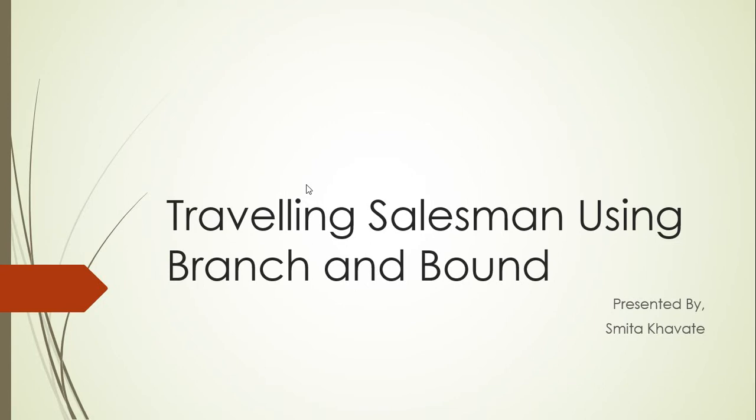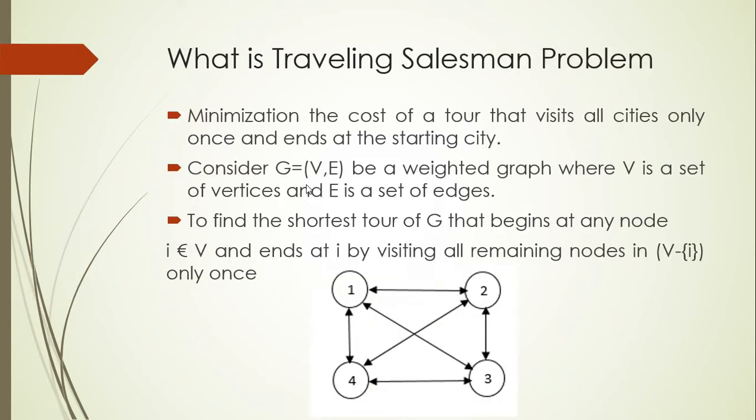In this video, we are going to study how we can solve the problem of traveling salesman using branch and bound. At first, let's see what is the traveling salesman problem. To explain this, I have taken one example. So this is a graph. In this graph, four nodes are given. Consider that these four nodes are four cities and the salesman has to visit all cities only once and end at the starting city. Here the problem is to find out the least cost of a tour.